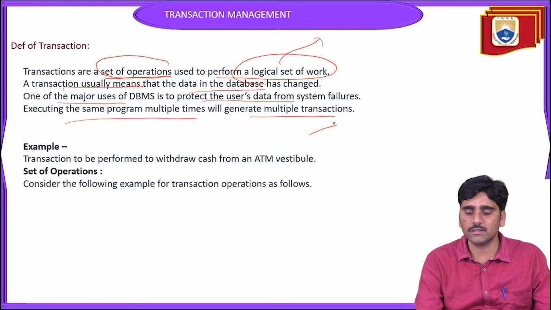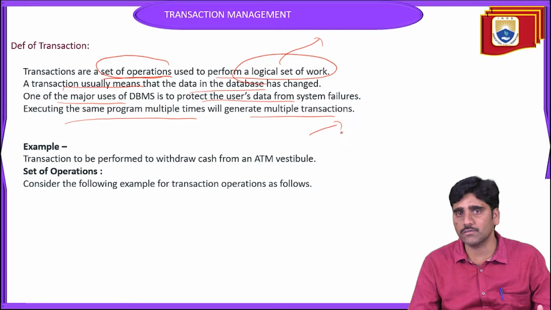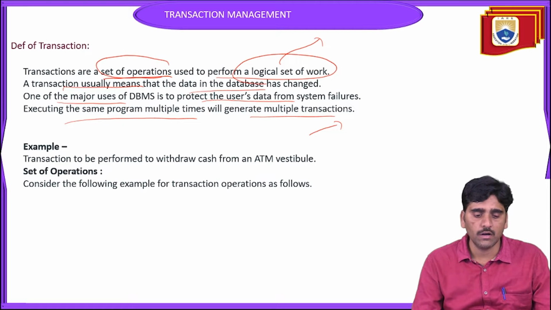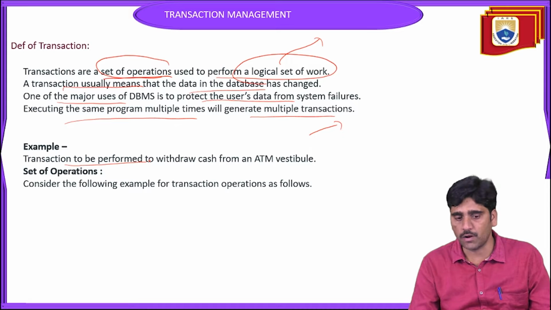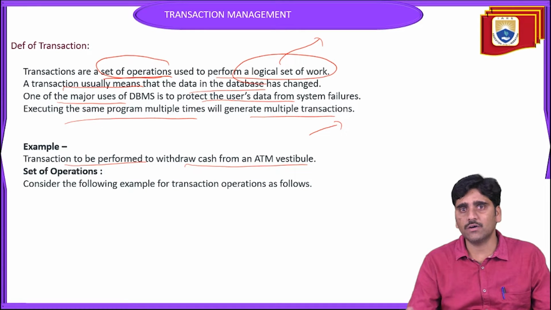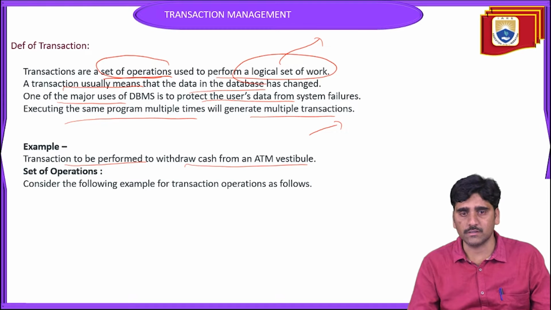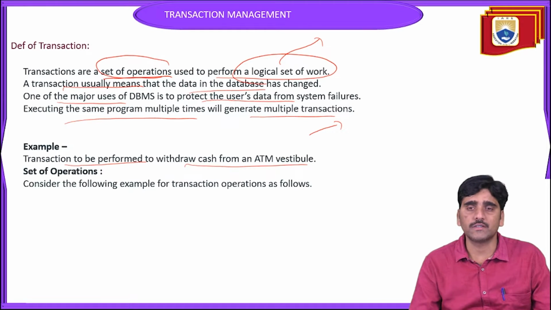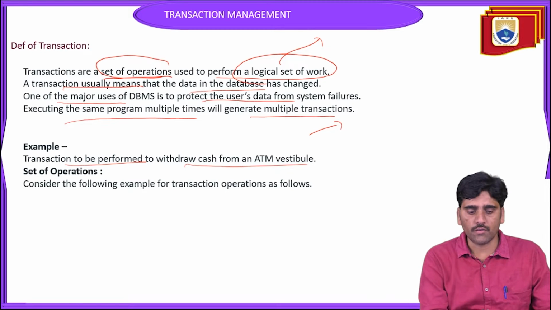A transaction is nothing but a logical set of works containing different types of operations. For example, a transaction performed to withdraw cash from an ATM. Withdrawal from the ATM is one transaction. Depositing money into an account is one transaction. Checking the mini statement or the balance of the account holder is one transaction. To complete all these transactions, we have to do some set of operations.